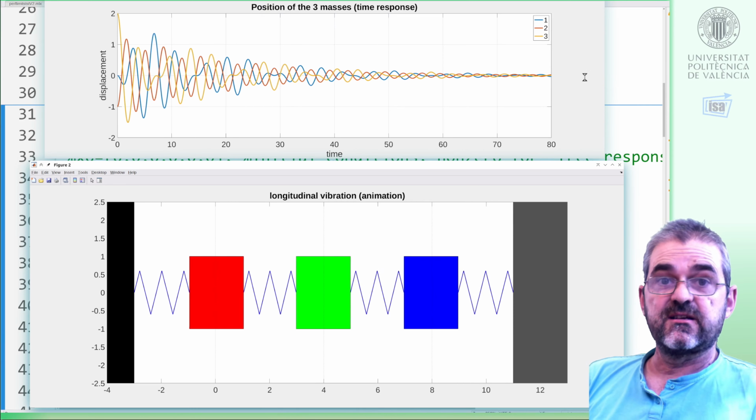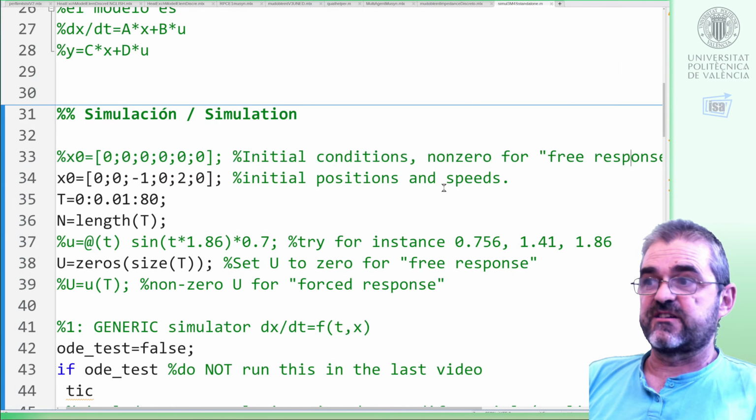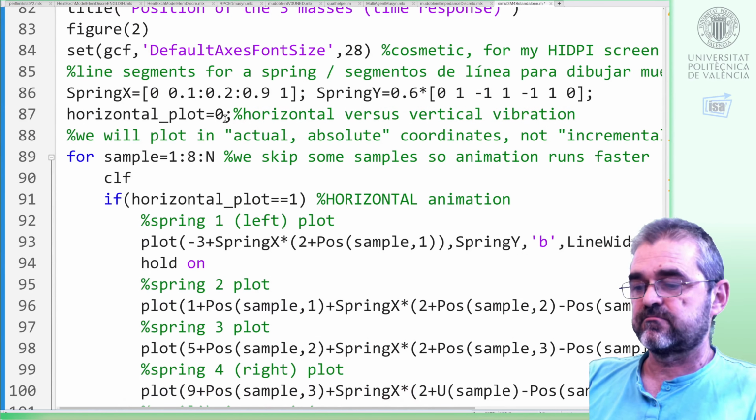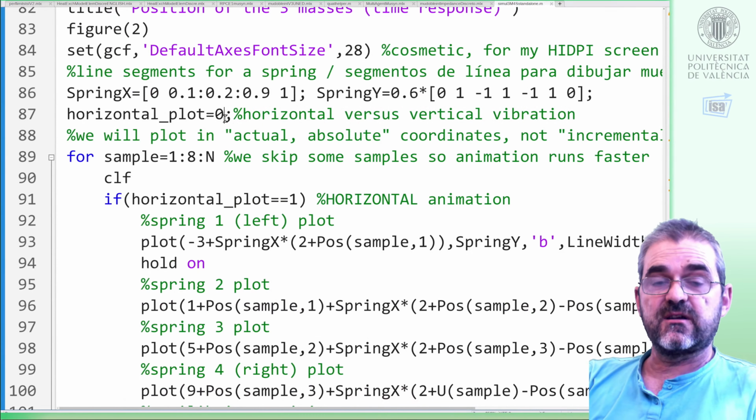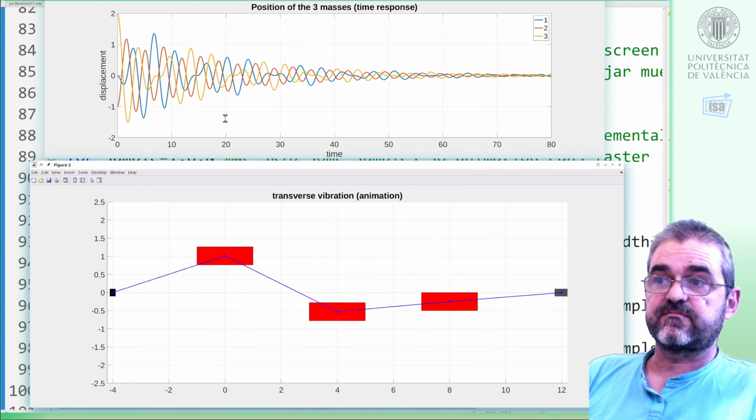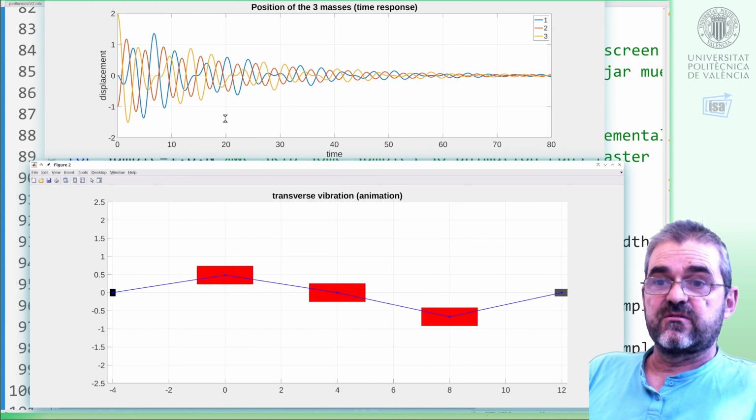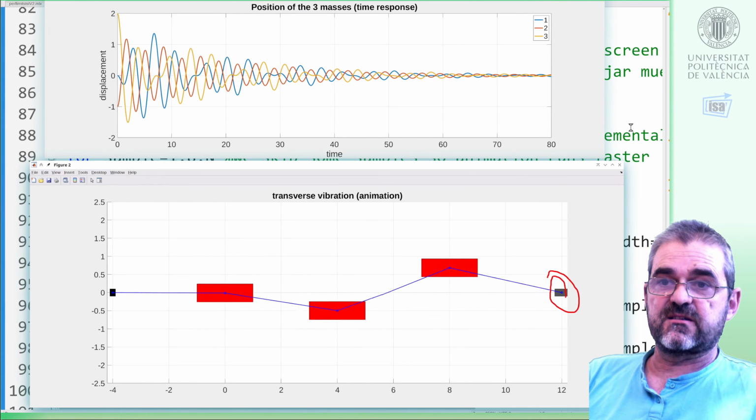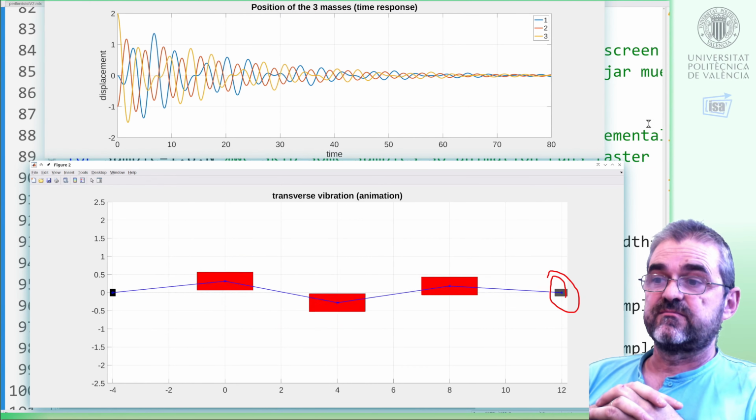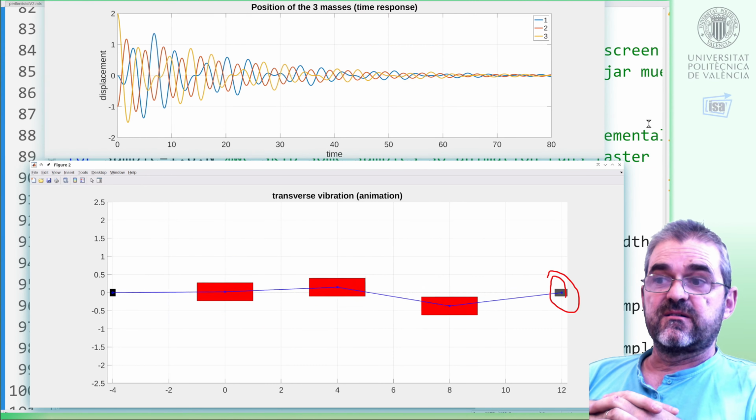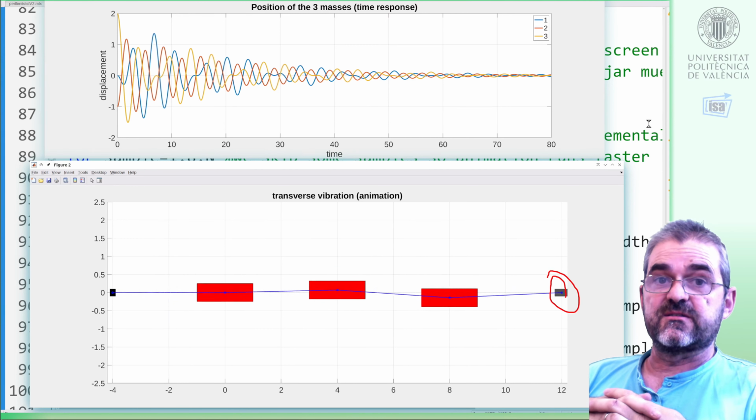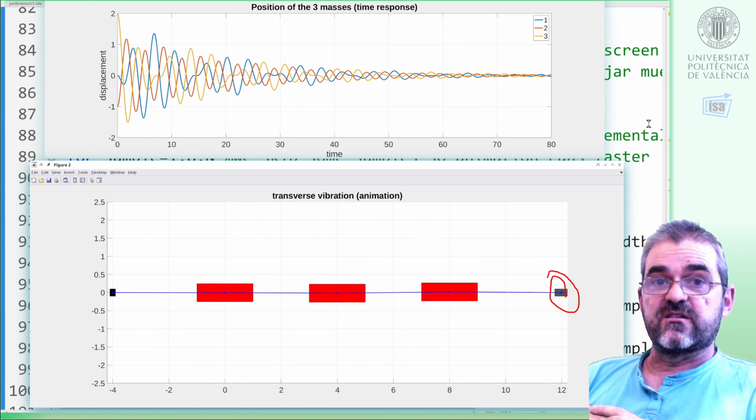The same simulation data can be used for an animation of a transverse vibration. If I set horizontal plot here equal to 0 and I execute again. So let's see. Here we have the upper figure is exactly the same. And the transverse vibration, look, the input is not moving, it's free response, and the movement gets closer and closer to 0 until it stops if we leave it simulating for long enough.